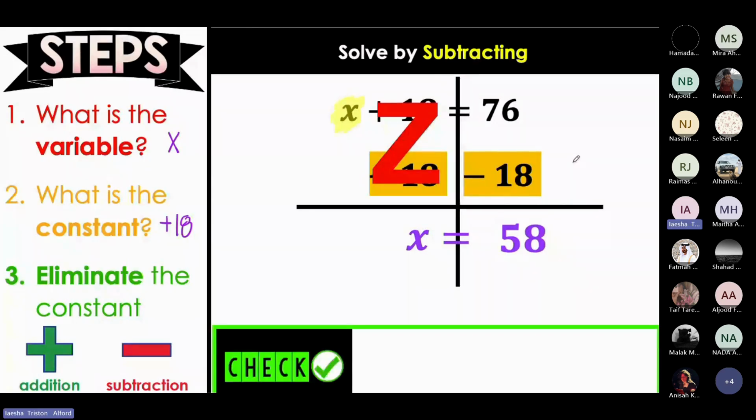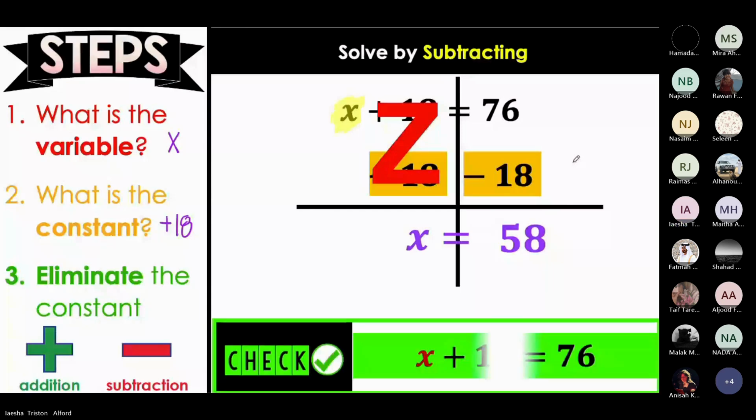Now, make sure you check. We're not writing x. What number should be in the place of x? Positive 58. So, 58 plus 18, when you put it in the calculator, should give you the same answer, positive 76.